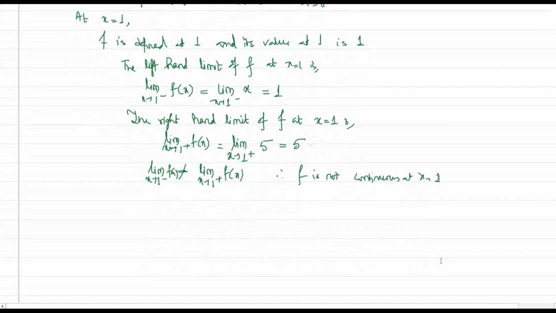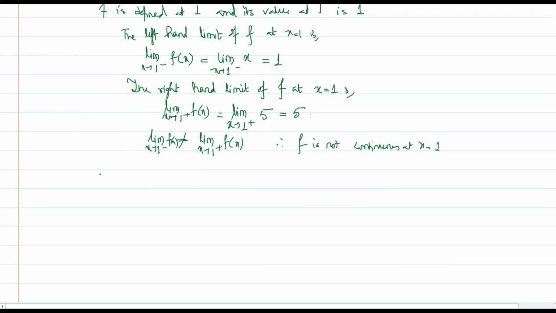Very similarly, let us check it for x equal to 2. At x equal to 2, f of 2 is equal to 5, since 2 is greater than 1, and f of x is equal to 5 for all x greater than 1. We can write it in this way also. We need not write a big sentence; we can write simply in a mathematical form.